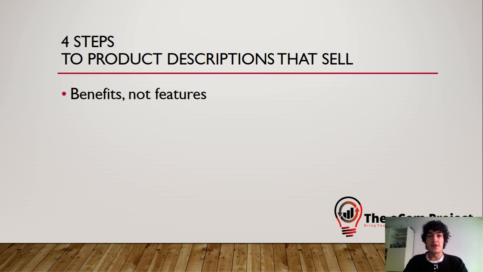So if you write, for example, color blue, material leather, weight 1 kilogram or something, this won't really help the customer. Of course he might still buy because he really likes your product and your picture and your price, but your conversion rate will be way higher if you really address the benefits that the customer has from your product.